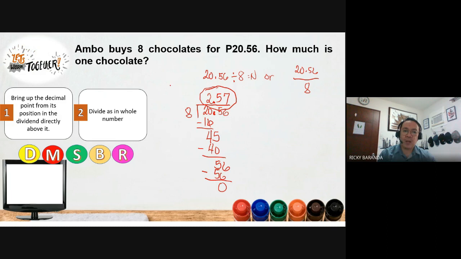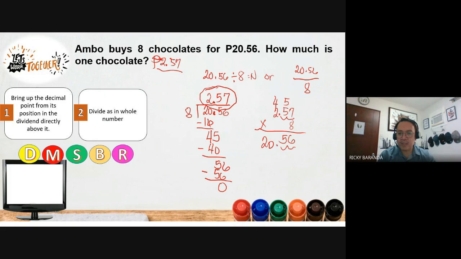So how much is one of the chocolate? It cost 2.57 or 2 pesos and 57 centavos. So to check, kanina, pwede natin i-multiply si 2.57 by what number? By the divisor, which is 8. So 7 times 8 is equal to 56. Bring down 5. Bring down 6, carry 5. 5 times 8 is 40 plus 5 is 45. Bring down 5, carry 4. 2 times 8 is equal to 16 plus 4 is 20. So since meron tayo dito 2 decimal places, ang sagot dyan ay 20.56, which is equal to andito. So therefore, 2.57 ang ating sagot.